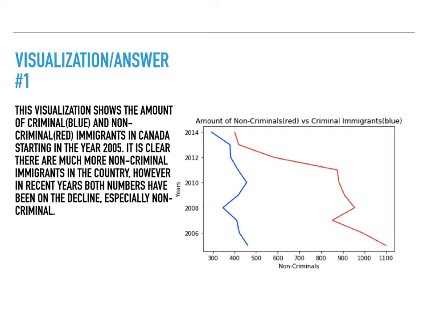This visualization shows the amount of criminal blue and non-criminal red immigrants in Canada starting in the year 2005. It is clear there are much more non-criminal immigrants in the country. However, in recent years, both numbers have begun to decline, especially non-criminal.